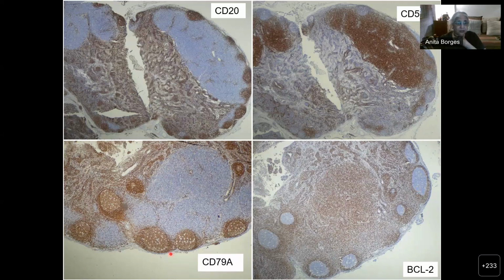And you can see that here, on both the left and the right hand side. You see the tingible body macrophages, which are the unstained areas, almost like a starry sky appearance within the follicles, and BCL2 is not expressed. Every other part of this lymph node, all the other lymphocytes, the mantle zone, the T areas, all will express BCL2. It's only the follicle centers that do not express BCL2.